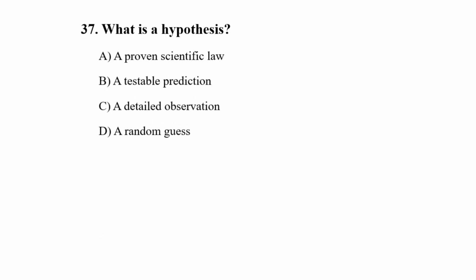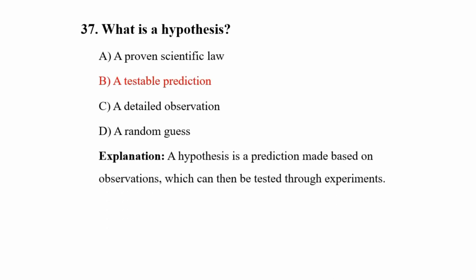Question number 37. What is a hypothesis? A. A proven scientific law. B. A testable prediction. C. A detailed observation. D. A random guess. The answer will be a testable prediction. A hypothesis is a prediction made based on observations which can then be tested through experiments.